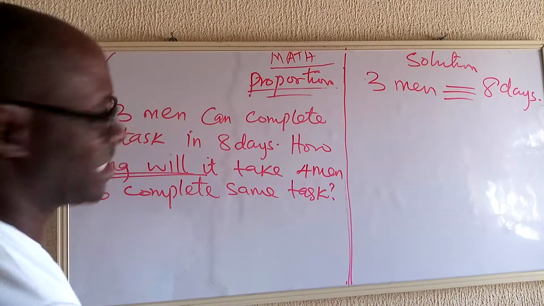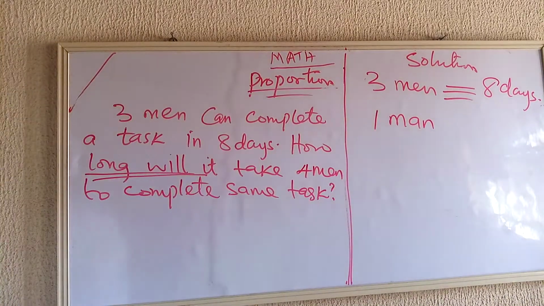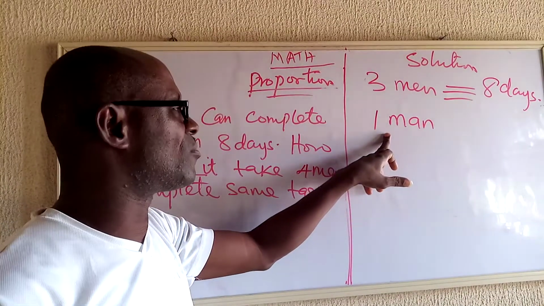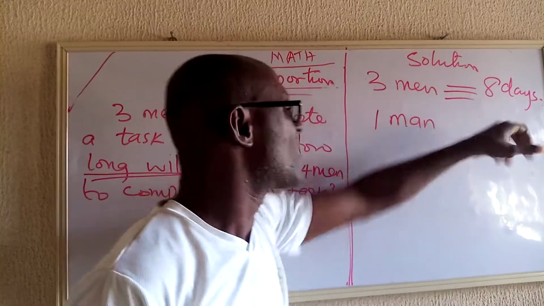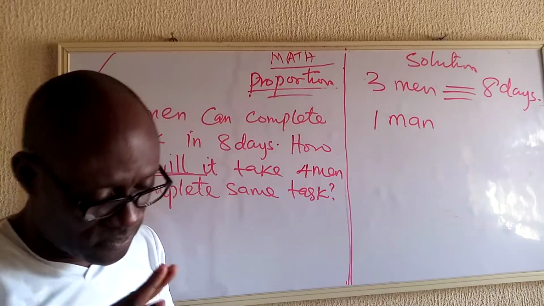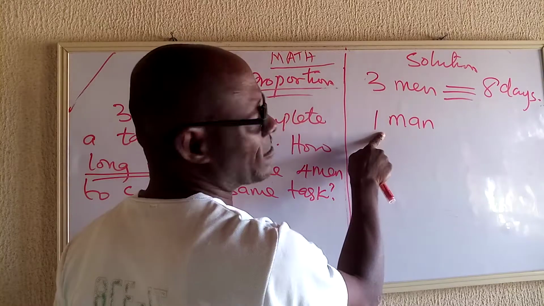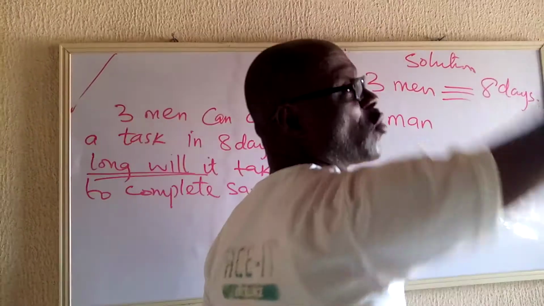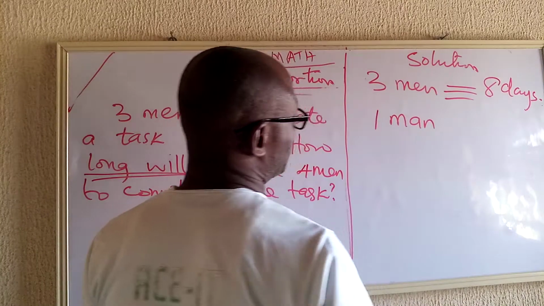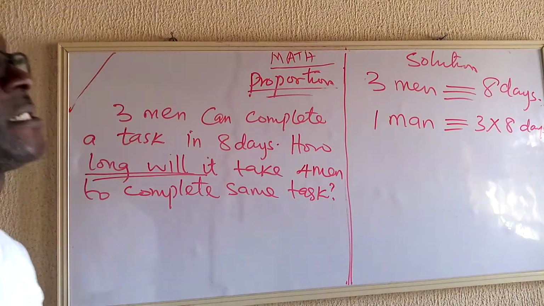All right. The next thing, please don't forget, 1 man now. You now ask yourself, if 1 person should do the same job that 3 men did for 8 days, will it take him more time or less time? Don't forget indirect proportion. Increase in one, decrease in the other. So since the number of men has decreased from 3 to 1, the number of days will increase from 8 to a higher number. And increase means multiplication here. So that means you use 3 to multiply it. 3 times 8 days, which will give you 24 days.